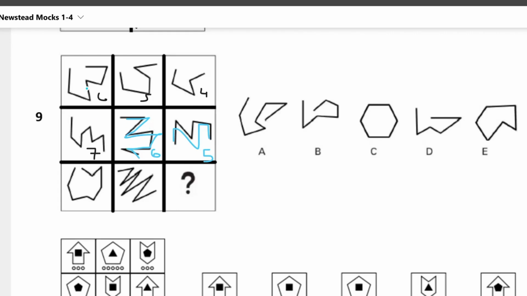So we see that we are counting down. If we have 1, 2, 3, 4, 5, 6, 7, that means our next one is going to have 8. Or let's count this one to make sure. 1, 2, 3, 4, 5, 6, 7, 8. If we're counting down, our next one is going to have 6. Which one has 6? None of them look like this.